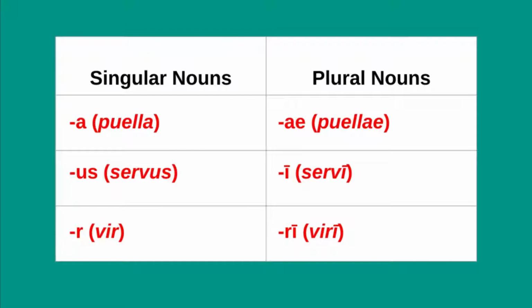So in servus, we replace the US with a long I to make it servi. When you have vir or puer, you don't replace anything. You just add the long I. So vir becomes viri, puer would become pueri. So if you want to pause this, write it in your notes, feel free. Just make sure that you're on the right track and that you've got that grammar down.